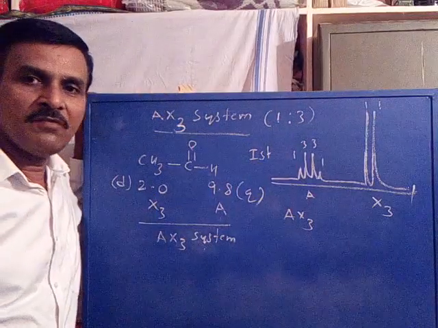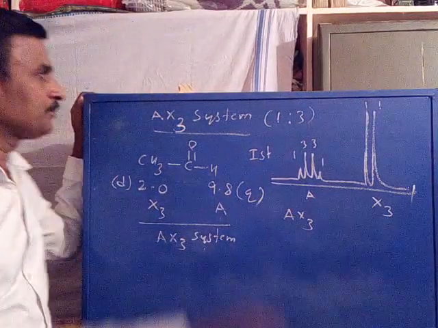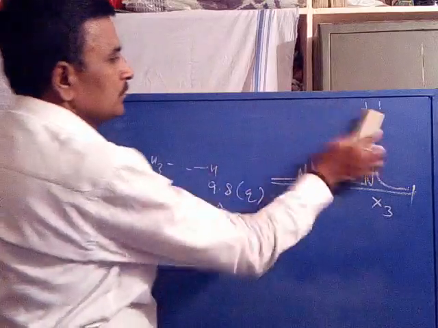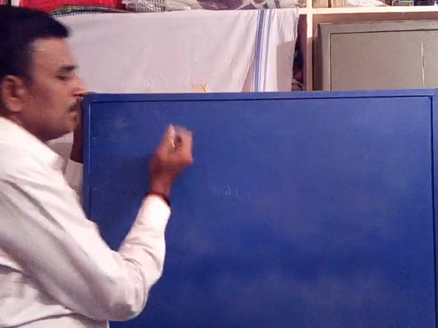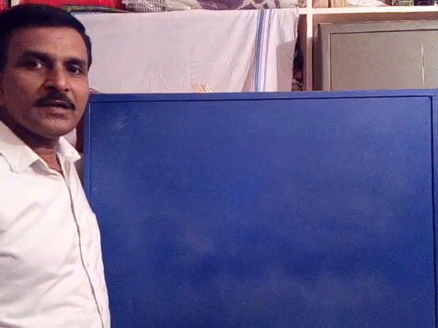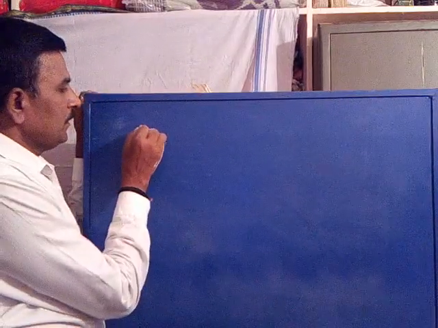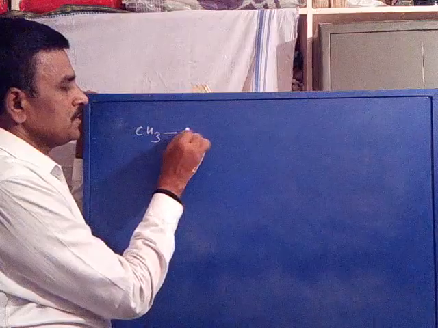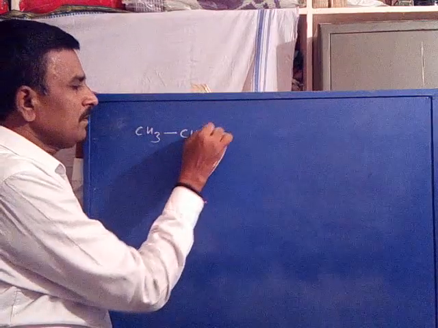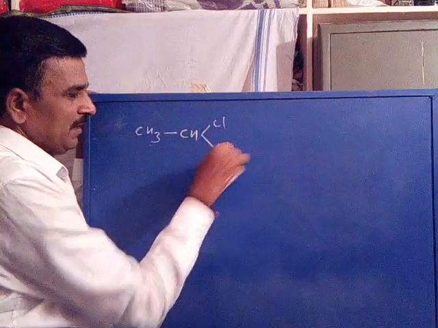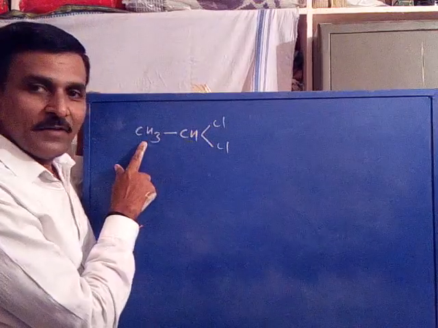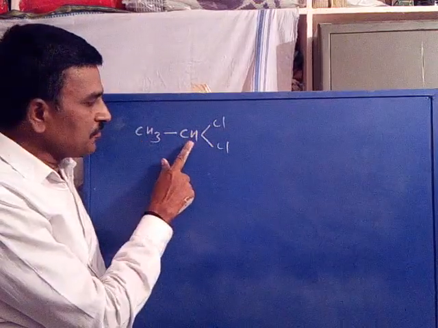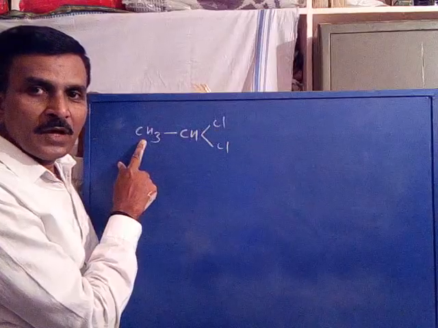AX3 system and first order. Is it clear? Now you take dichloroethane, CH3CHCl2. Dichloroethane has two non-equivalent sets in the ratio of 1 proton and 3 protons.